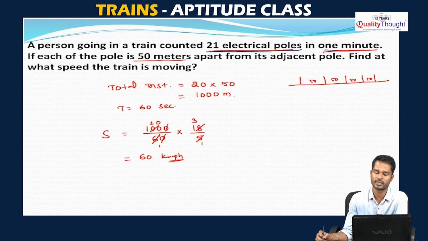So, time is 60 seconds. So, 1000 by 60 into 18 by 5. We need to find the speed of the train in kilometers per hour, so multiply it by 18 by 5. Now, cancel the terms. So, 0 will cancel, 6 ones are 6, 6 threes are 18, 5 ones are 5, 5 twenties are 100. So, 60 kilometers per hour is the speed of the train.